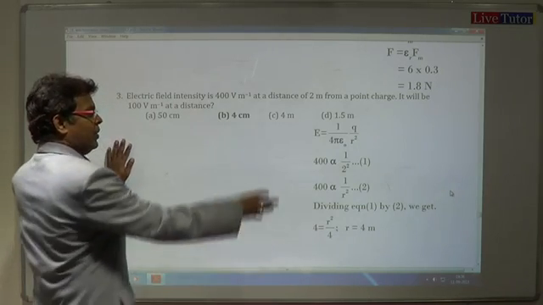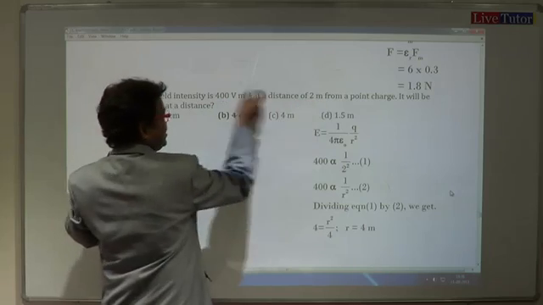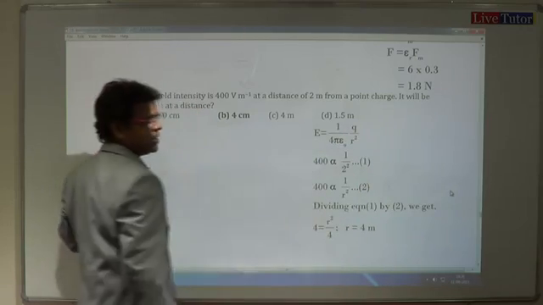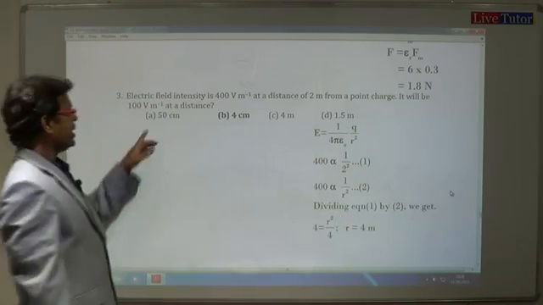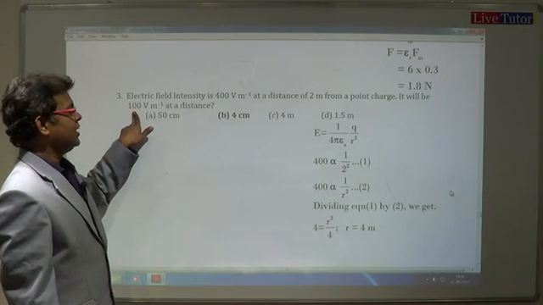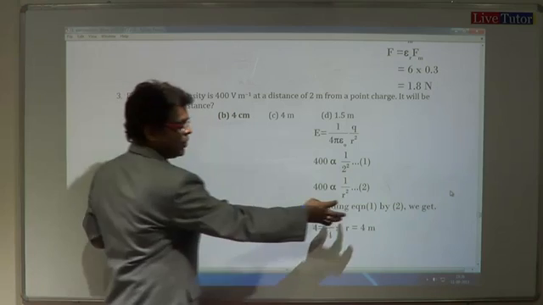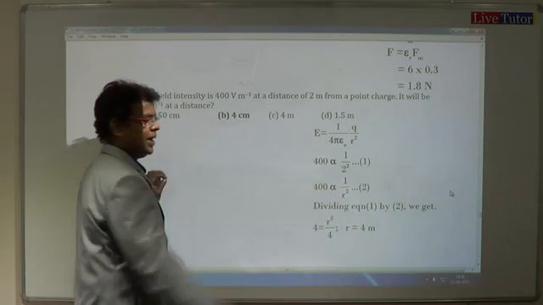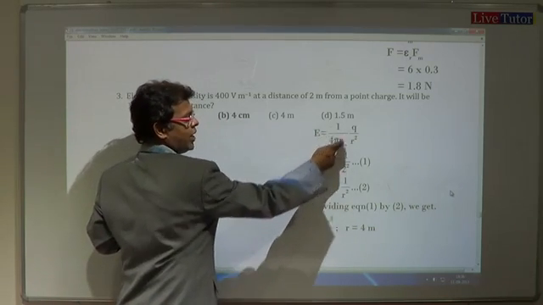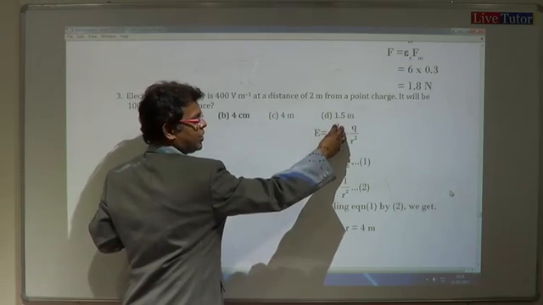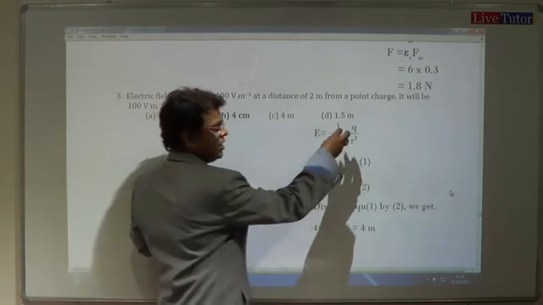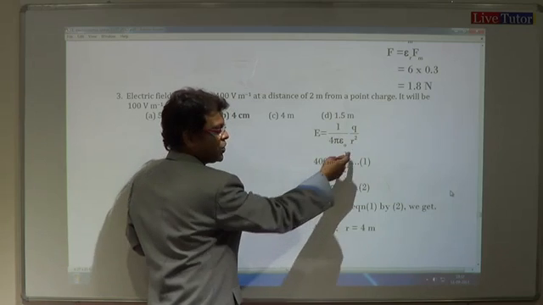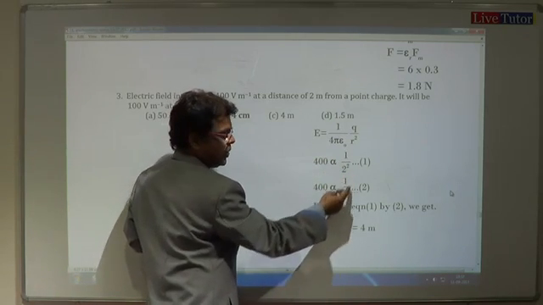First, they have given the distance and the electric field intensity, so we put 400 and the distance value. We keep this as the first equation. In the second, they have given the electric field intensity and are asking for the distance, which we can take as r or x. So 400 is proportional to 1 by r square, because the other value is constant. When we compare the two, the constant values will cancel, so we concentrate only on the variable. E is proportional to Q by R square, so 400 is proportional to 1 by 2 square, and similarly 400 is proportional to 1 by R square.